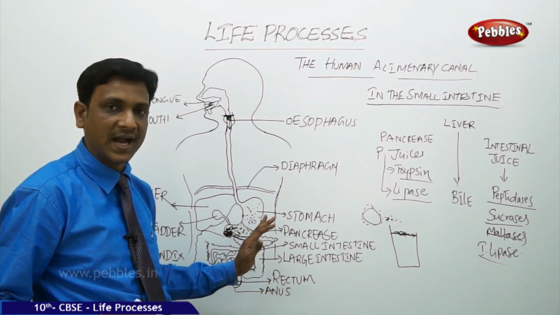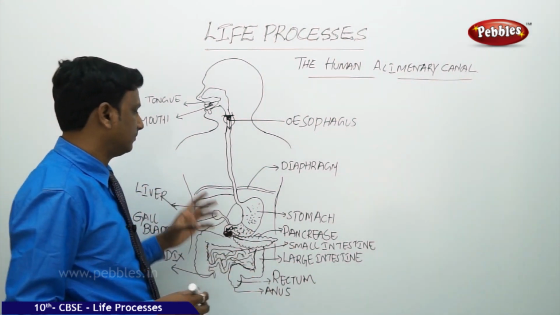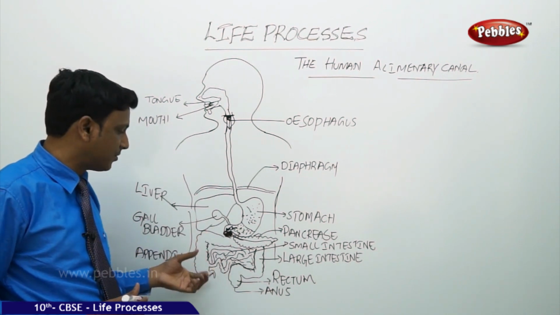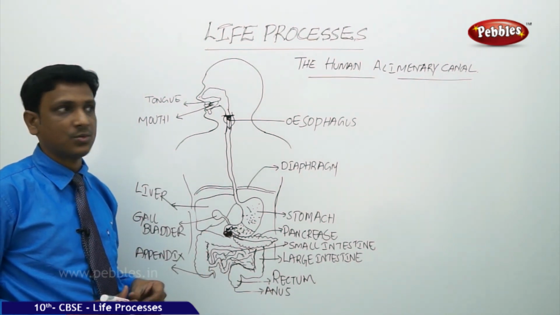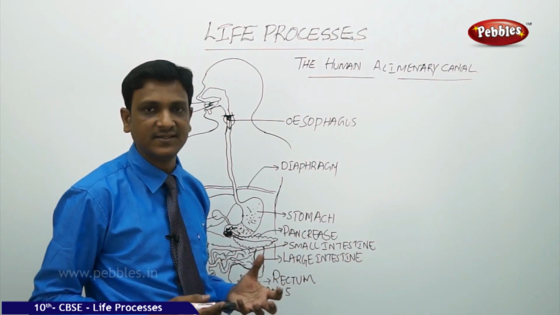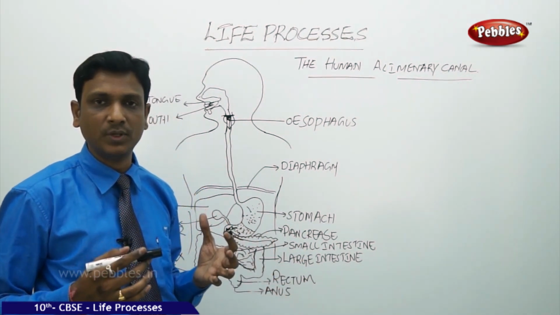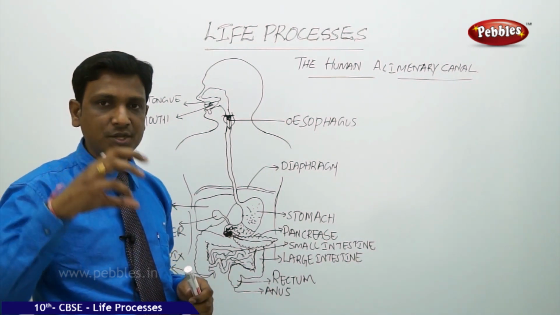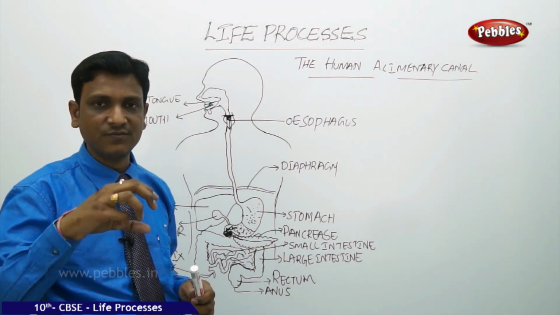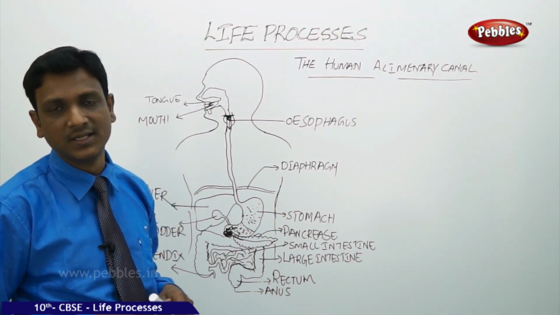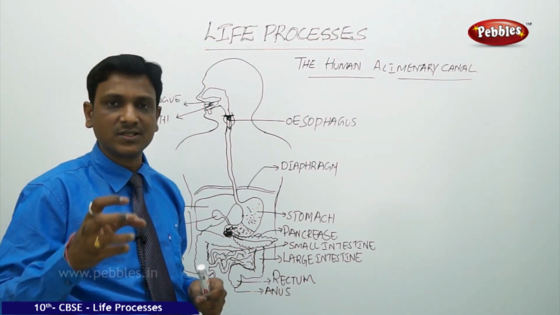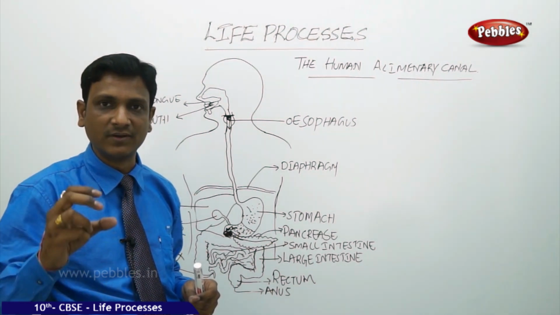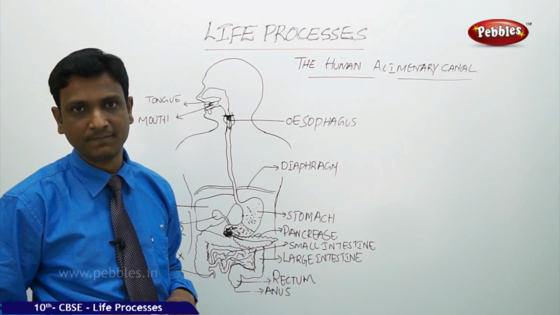Now what happens to the undigested food? The undigested food is sent into the large intestine. So what about the digested food? The food is digested and made into very small, simple and absorbable form in the small intestine. Now, the nutrients from this digested food are absorbed into the bloodstream, blood circulation, because blood has to transport the nutrients to each and every cell for maintenance, for repair and for other purposes.